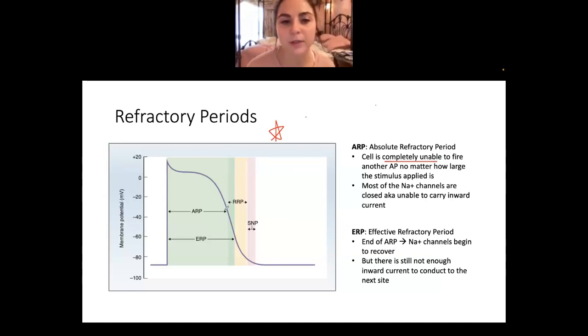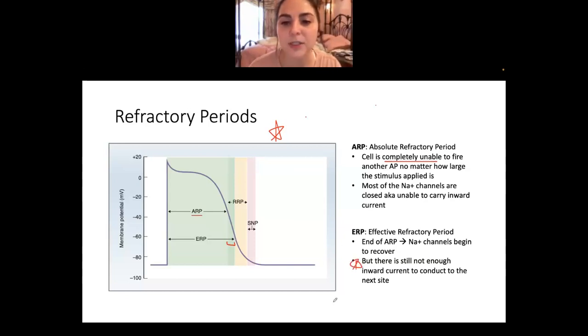Most, if not all, of the sodium channels are closed within this absolute refractory period. If the sodium channels are closed, it can't carry that inward current. You just can't stimulate it. When you get to the effective refractory period, which doesn't seem like much, it's really important because this is when the sodium channels start to open again. We're not getting another action potential right away, but if you were to give it a strong enough stimulus, you technically could open it.